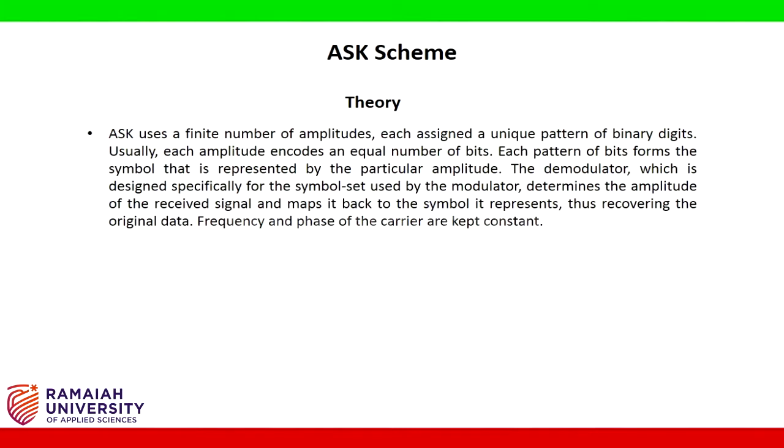ASK uses a finite number of amplitudes, each assigned a unique pattern of binary digits. Usually, each amplitude encodes an equal number of bits. Each pattern of bits forms the symbol that is represented by the particular amplitude. The demodulator, which is designed specifically for the symbol set used by the modulator, determines the amplitude of the received signal and maps it back to the symbol it represents, thus recovering the original data. Frequency and phase of the carrier are kept constant.